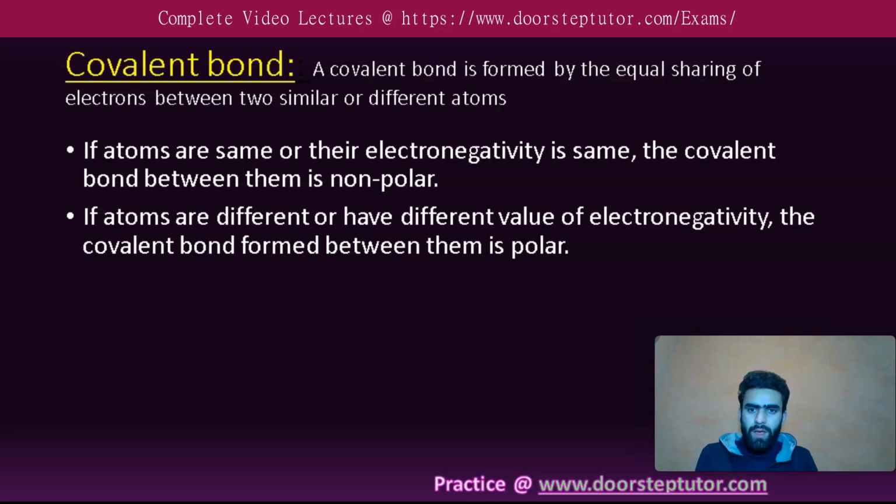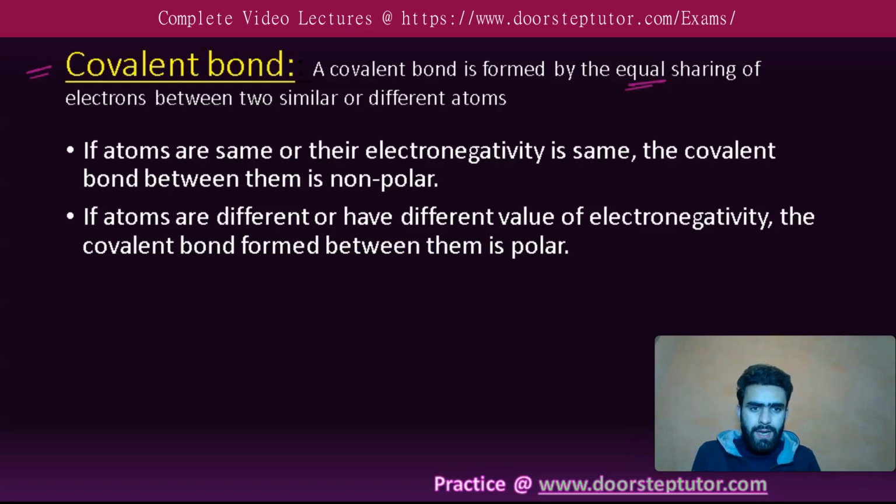Welcome to the lecture. In this lecture we will be starting a new topic of chemical bonding, and that is the covalent bond. A covalent bond is defined as the bond that is formed by equal sharing of electrons. And this sharing of electrons can be with the same atom or with a different atom.